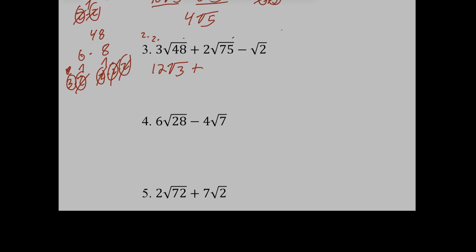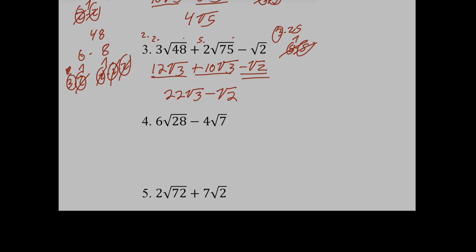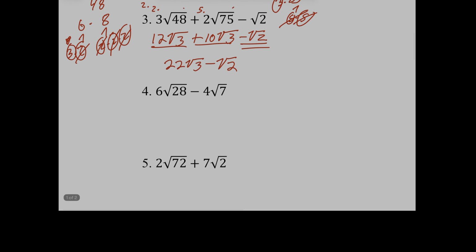and now I better do something with that 75. That's going to be 3 times 25, and that's going to be 5 times 5. Look, I can pull out a 5, but I already have a 2 there. So that's going to become 10 root 3 minus root 2. These two are like terms. This one is not. So my answer is going to be 22 root 3 minus root 2. Again, all the rules with square roots are the same rules with x's and y's.